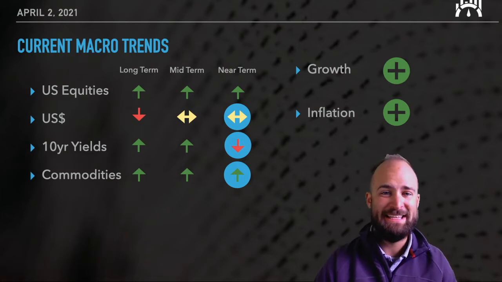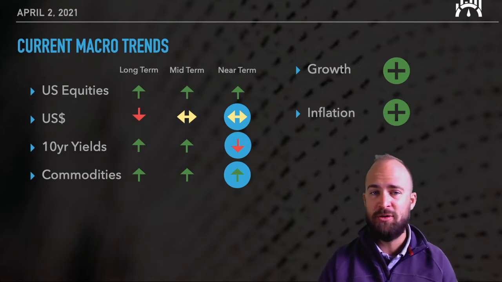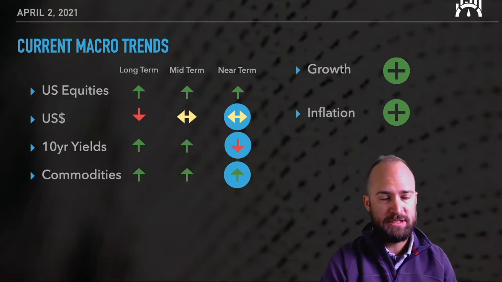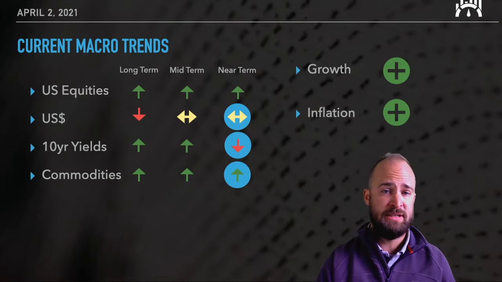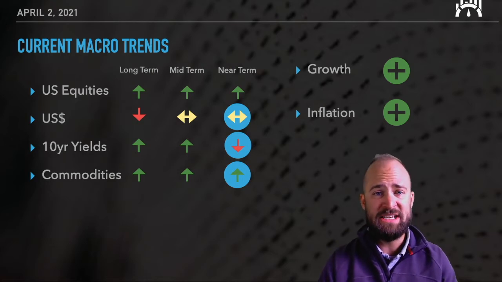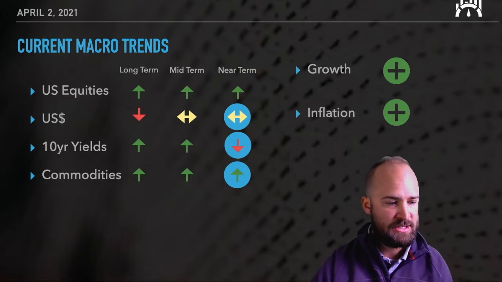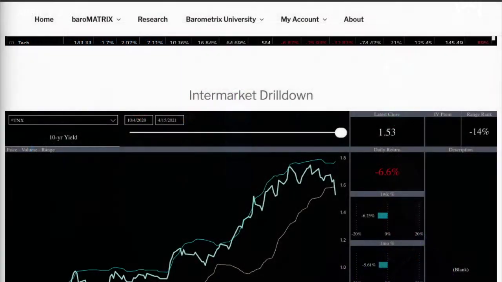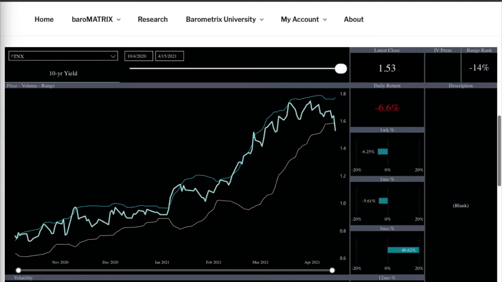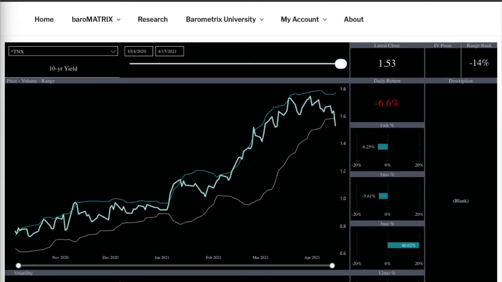Next up, we have the 10-year yield, and another interesting move in here this week. So we're still in long-term and midterm uptrends in the 10-year yield, but we're seeing this change in the near term where we're getting some near-term weakness, and that's a pretty interesting chart. So let's take a closer look at that there. Here we have the TNX, the 10-year yield index. We see yields spiking over the last several months, right?